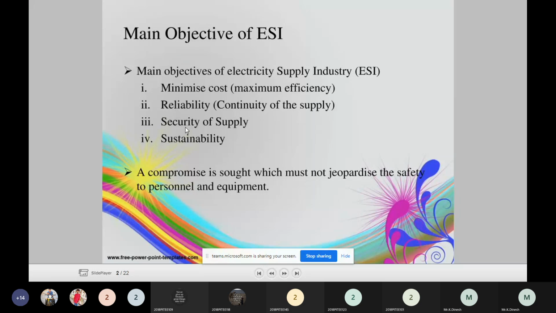Second one is reliability. Reliability means throughout 24/7 you are getting the supply, continuity of the supply. Third one is security of the supply, whether the supply is highly secured, without harming the environmental factors. Last one is sustainability. These are the 4 main objectives of your electric supply industry. A compromise is sought which must not jeopardize the safety of personnel and equipment. So we never compromise on safety, both personnel as well as equipment. All our equipment and all our people should be safe, and in that manner your electricity supply reaches everyone.